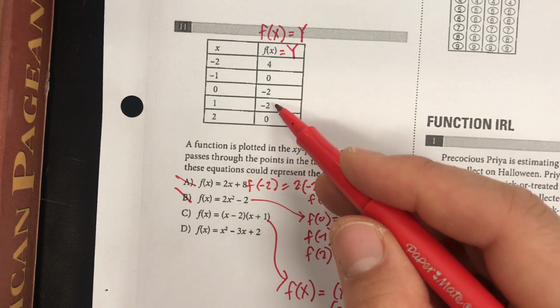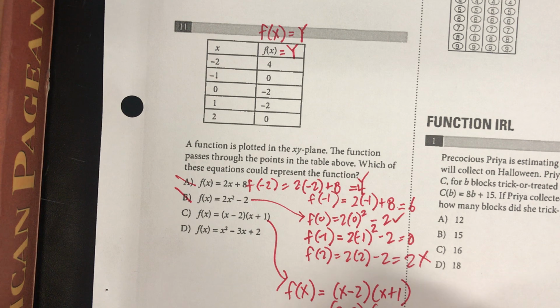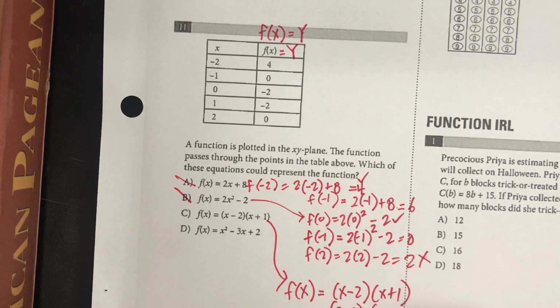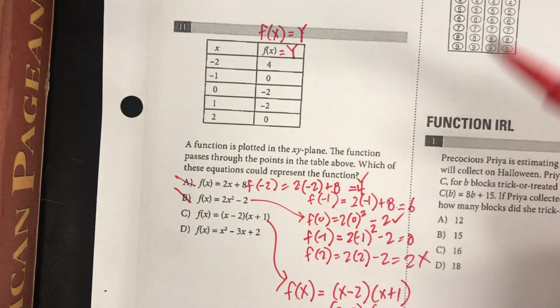Let's try this one, okay? That's going to be f of 1, and then you're going to put 1 minus 2, and then 1 plus 1. So this is going to be 1 minus 2 is -1 times, this one is going to be 2, and that's going to be -2. So that one works as well.